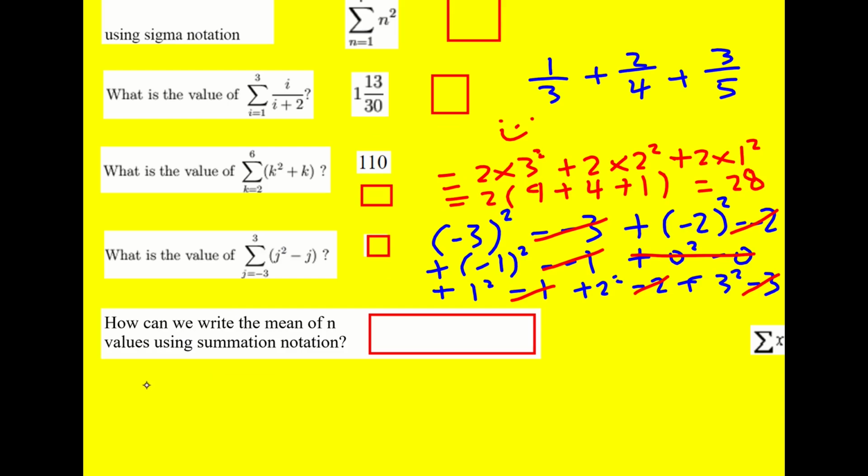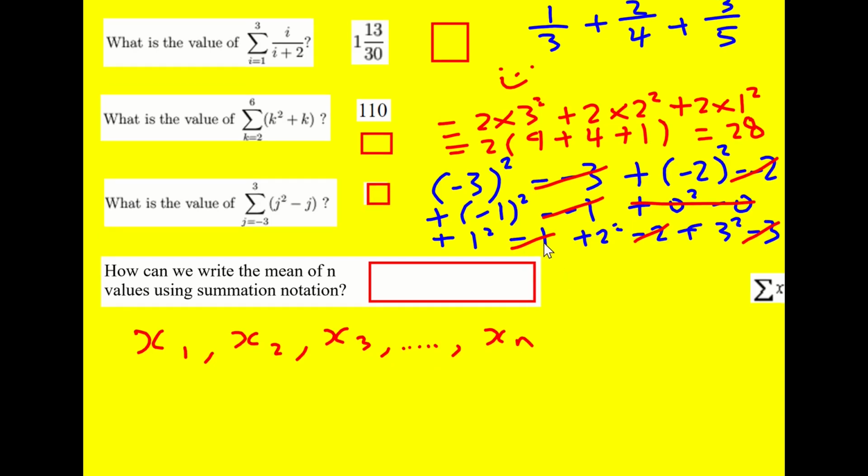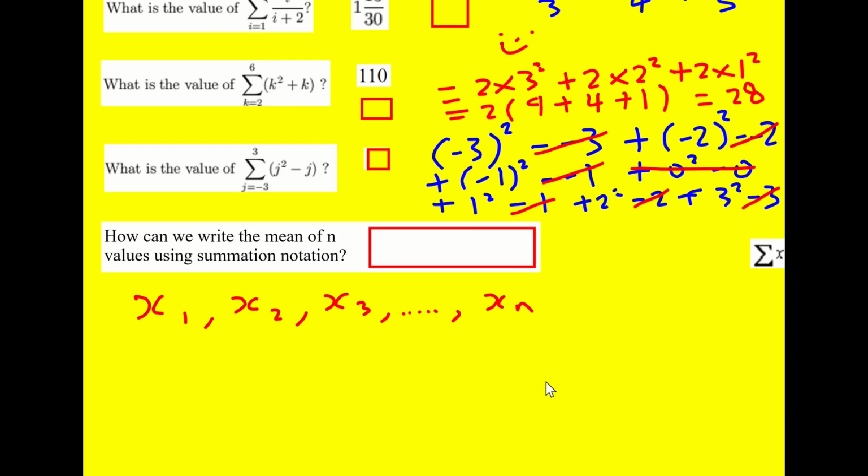I'll give you a bit of a hint, because I think you might not know quite what I mean. What if I had x1, x2, x3, all my values up to xn? How could I write down the mean of that? The first question would be, how would you write down the mean of it normally? And then how could you write that in summation notation?